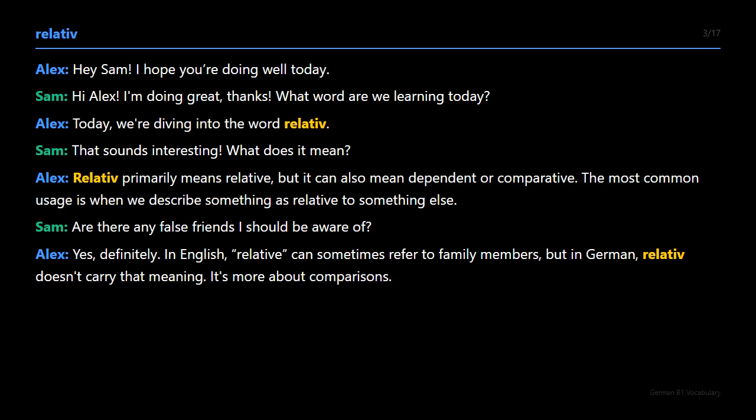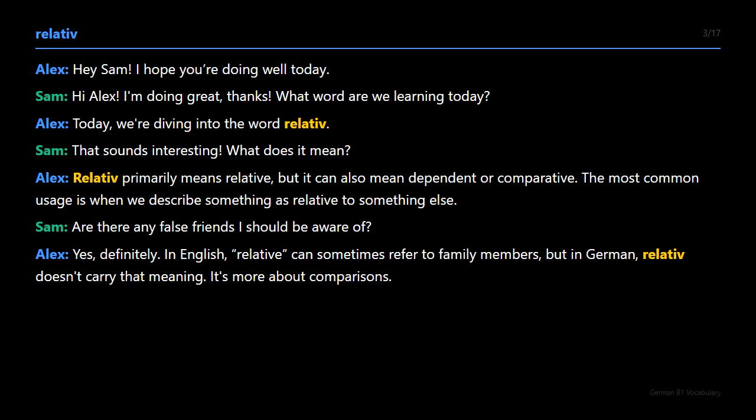Today, we're diving into the word relativ. That sounds interesting. What does it mean? Relativ primarily means relative, but it can also mean dependent or comparative. The most common usage is when we describe something as relative to something else.